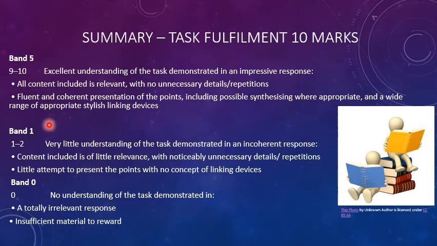Band 1 is the one where you can get only 1 to 2 marks. It shows very little understanding of the task. Your work shows that you haven't understood anything, because some students somehow copy the content points and can get marks there, but they have a great chance of losing marks in writing the summary, because most of the time their summary is incoherent, and that shows that they haven't understood the paragraph.